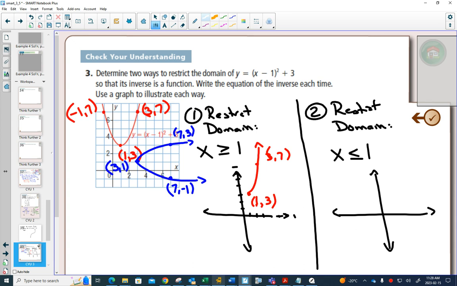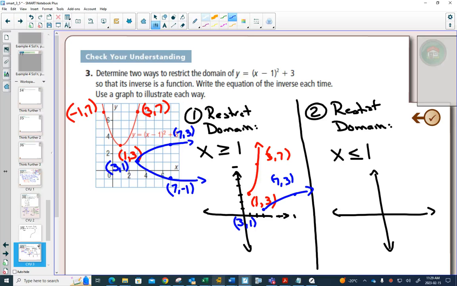On my inverse, I would have 3, 1. And then which half of my inverse would I have? Well, if I had 3, 7, does it make sense that I would have the top part, which has 7, 3? So if I restrict the domain with x bigger than or equal to 1, I have half the parabola, and then when I draw the inverse, I just have a single square root equation.